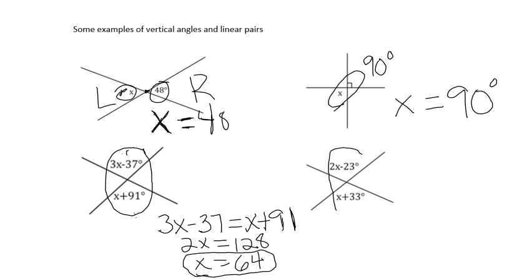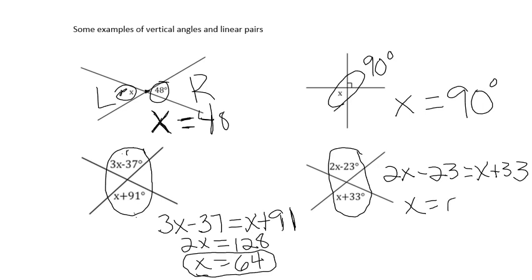Same sort of situation here. Here we have vertical angles, so we set them equal. So we can solve this in the Desmos calculator. We'll add 23. I'm just going to go ahead and solve it real quick. X equals 56. So for vertical angles, you set them equal.